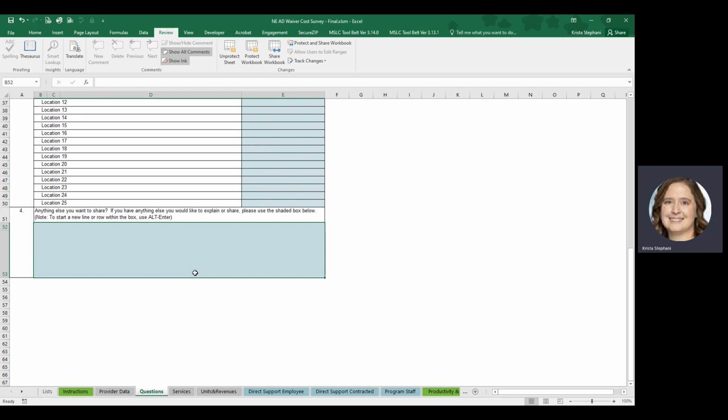Also, we know that this cost survey cannot capture all of the information that you are wishing to convey to DHHS. This spot provides you with an avenue to provide any other information you would like to share or explain as it relates to completing this cost survey.